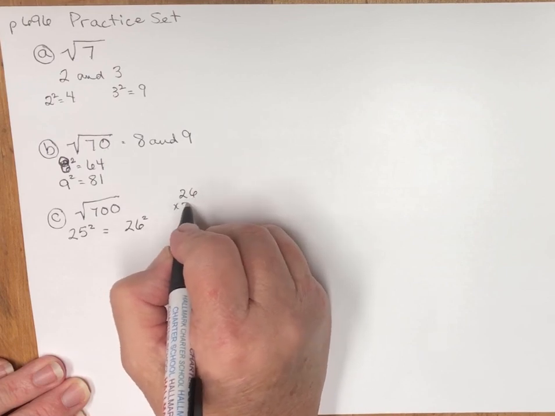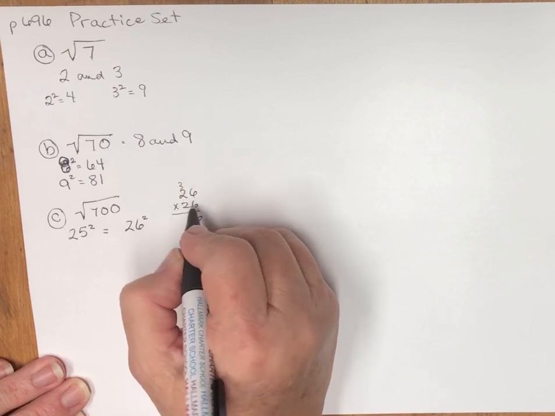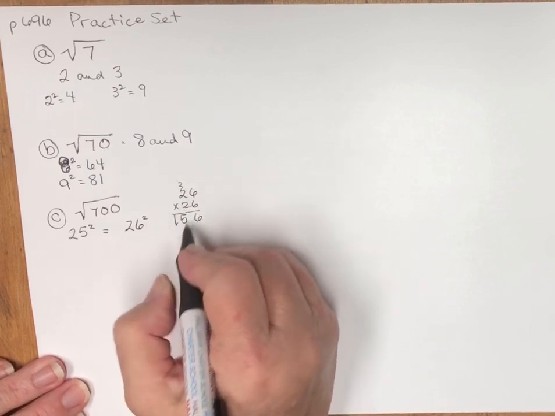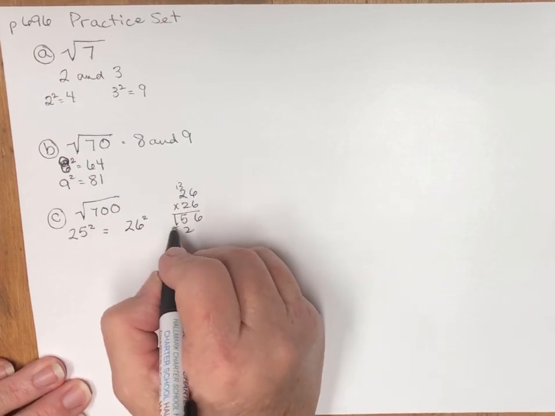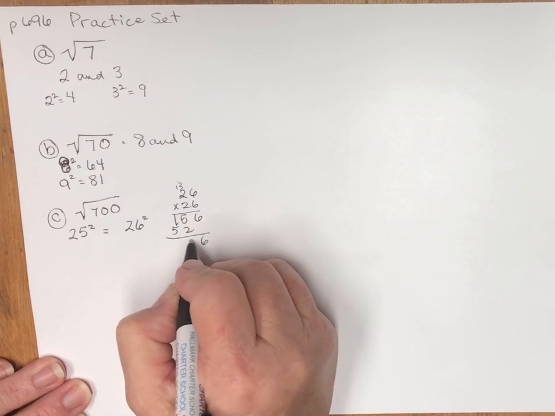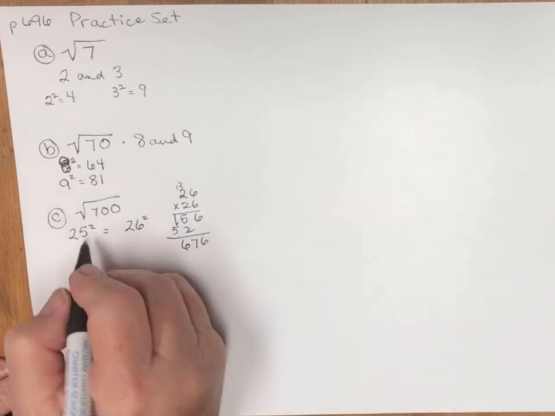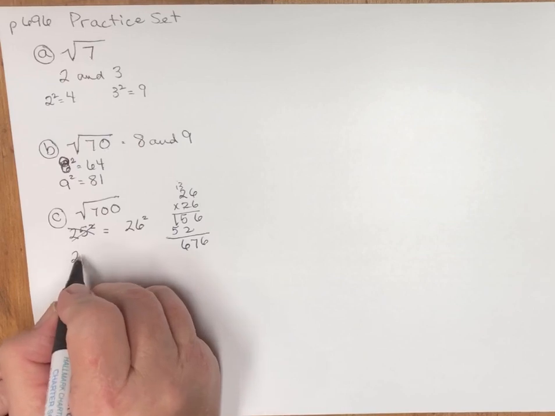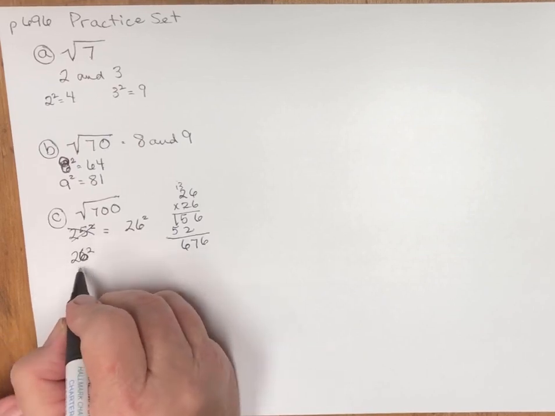26 times 26. 6 times 6 is 36. 6 times 2 is 12, 13, 14, 15. 2 times 6 is 12. 2 times 2 is 4, plus 1 is 5. And that is 676. Oh, that's not high enough. Well, 25 was wrong then. Okay, so now we have 26 squared as the bottom number.